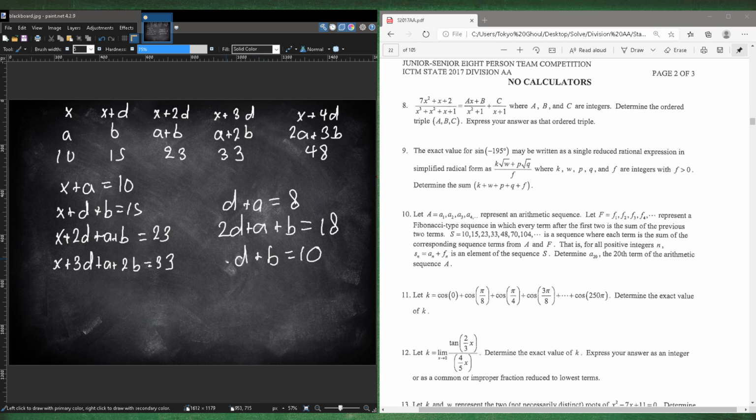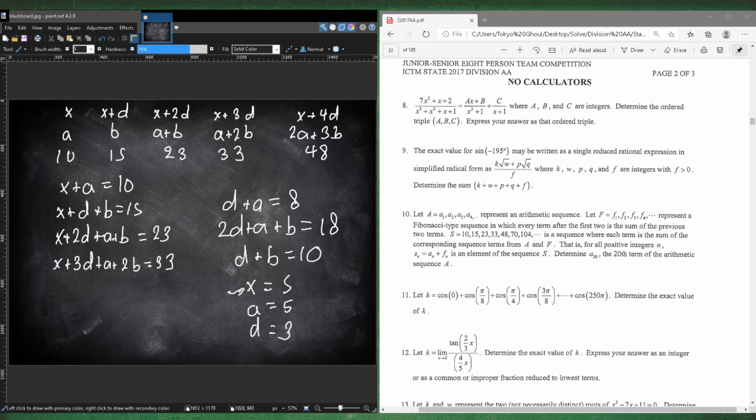So where do we see this? Well, we see it right here. So x plus d plus b is 15. That means if d plus b is 10, x is equal to 5. And now we can use the first equation because it's only x plus a. If x is 5, then a is also 5 to make 10. Now we can look back at the equation d plus a equals 8. We know a is 5, so d is equal to 3.